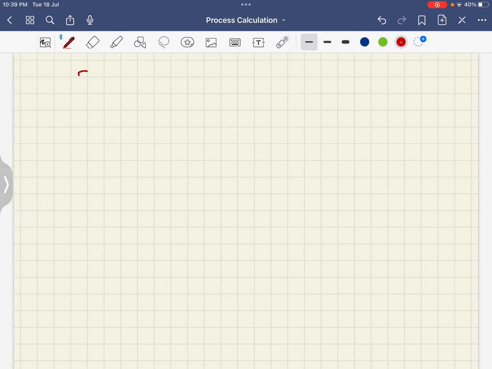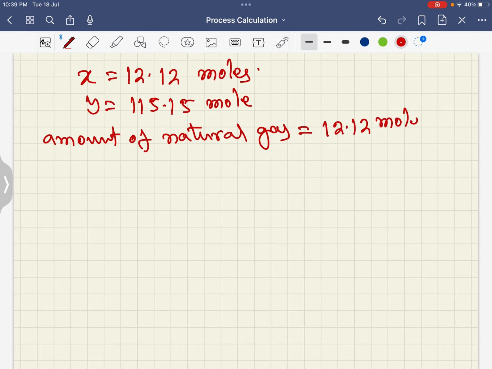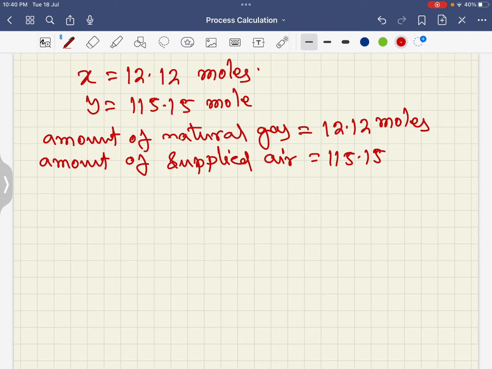Now we got X is equal to 12.12 moles, Y is equal to 115.15 moles, means amount of natural gas is equal to 12.12 moles. Amount of supplied air is 115.15 moles.